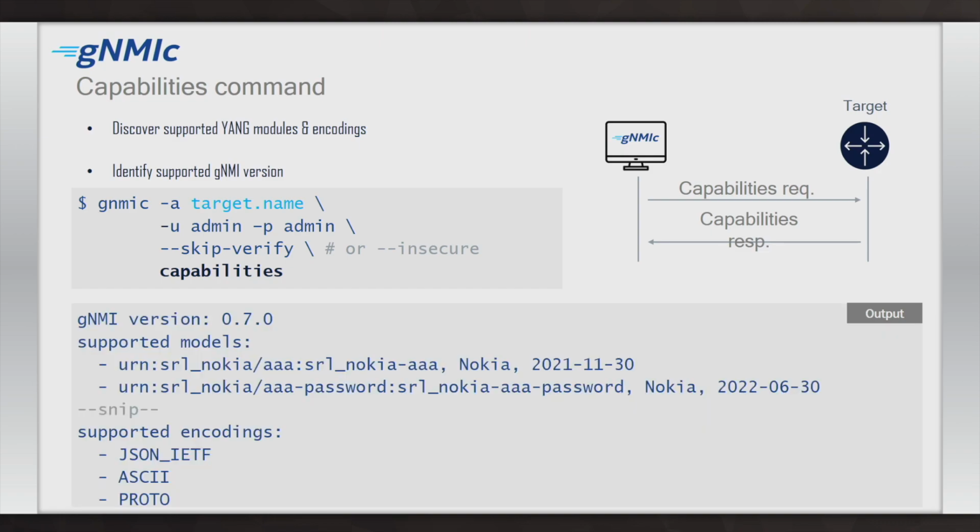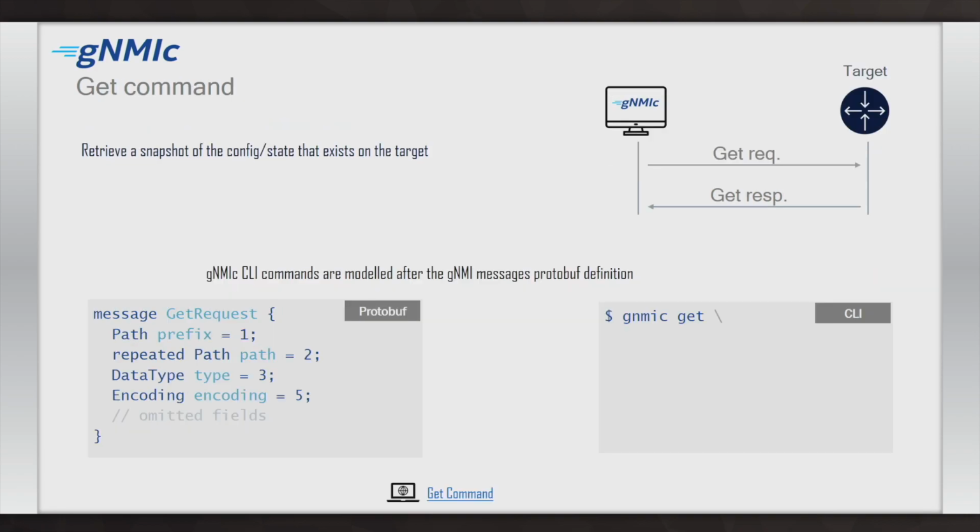Capabilities command, and you will get a response that looks roughly like this. So again, the gNMI version, the list of supported YANG models with their revisions, and the list of encodings that the router supports. For a get command, it looks the same.